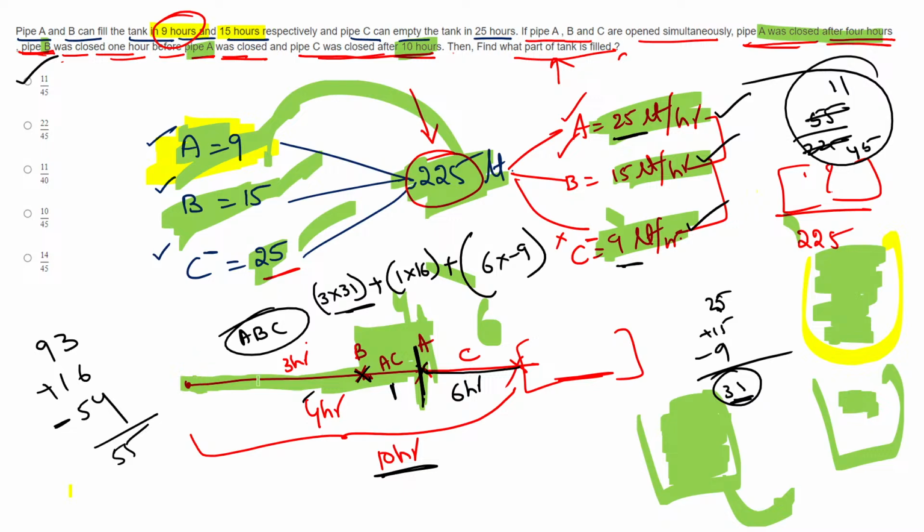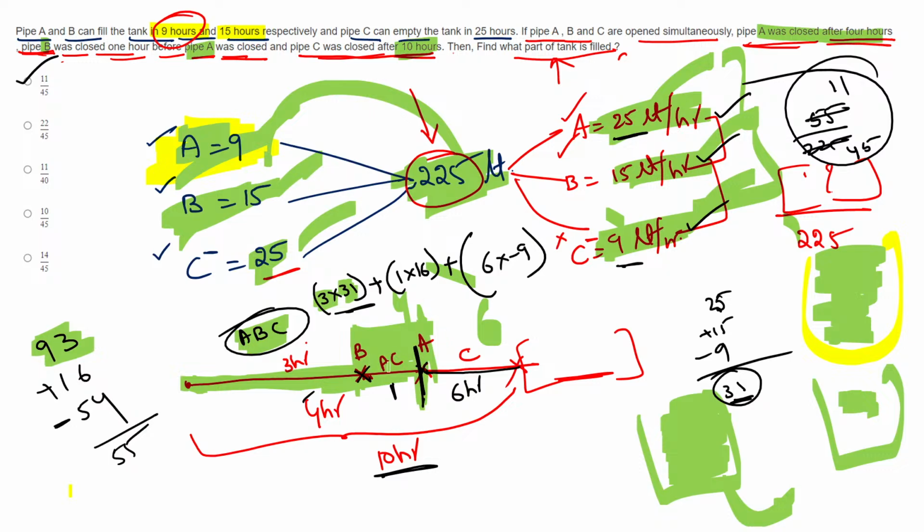If you observe here, for the first 3 hours, that means before closing B, you are opening all three: A, B, C. That means 25 speed, 15 speed, and minus 9. If you do that, you are going to get 31. That means for the first 3 hours you are going with the speed of 31 liters per hour. So for 3 hours, it's 3 into 31. You can fill 93 liters.